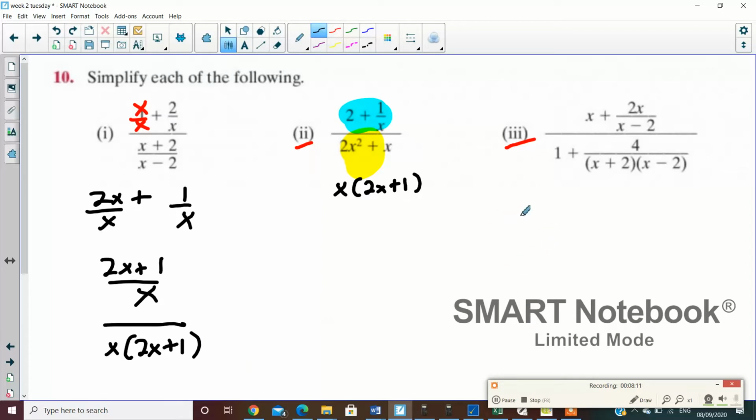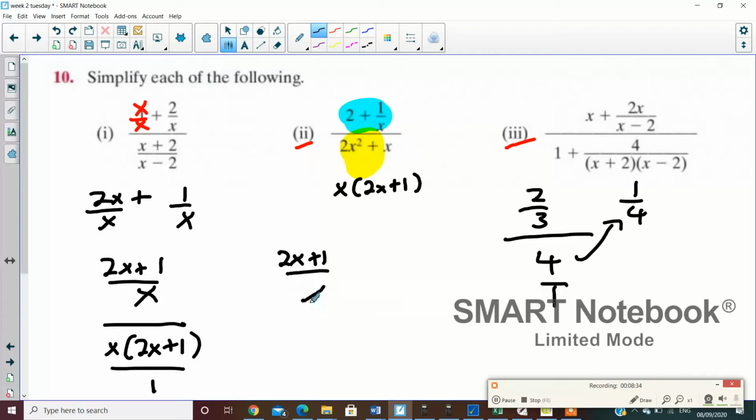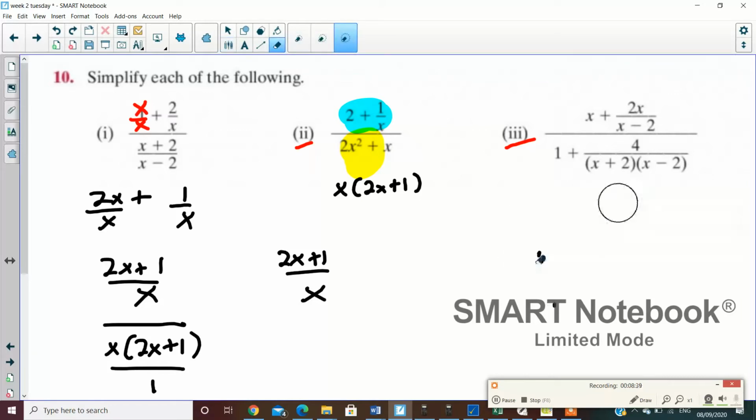What would you have done if you had 2/3 divided by 4? What would you have done? Put 4 over 1. Bring it to the top and turn it upside down. So what are we going to put here? A 1. Now what's our next line? What's our next line, lads? Exactly.